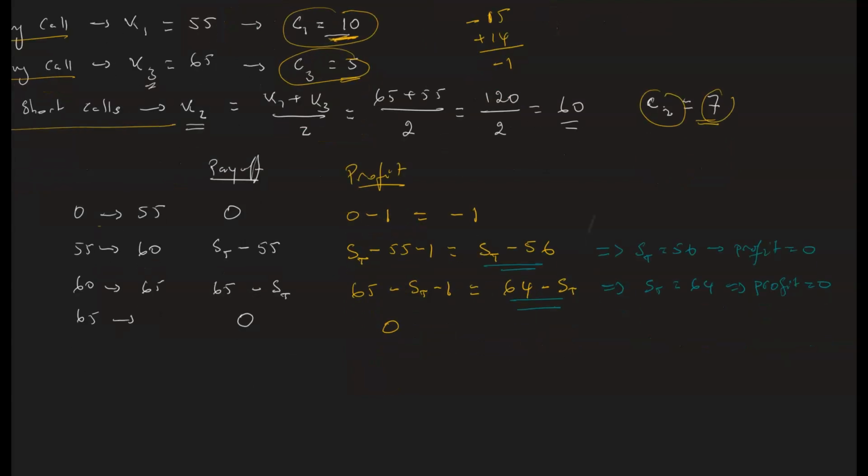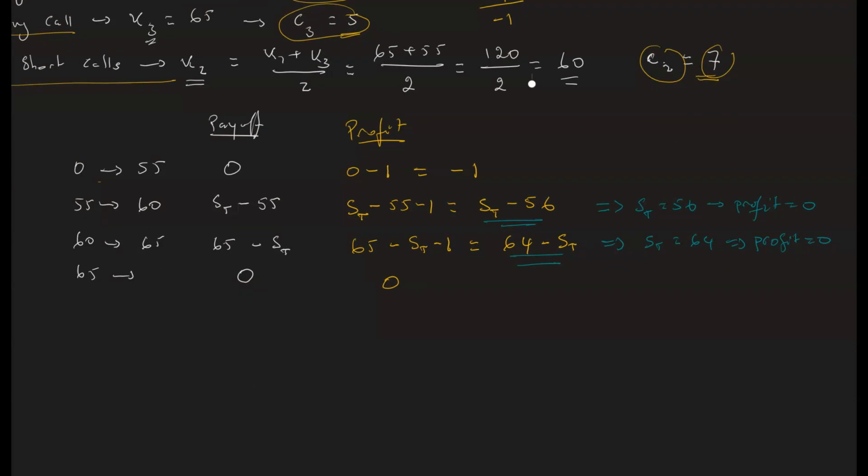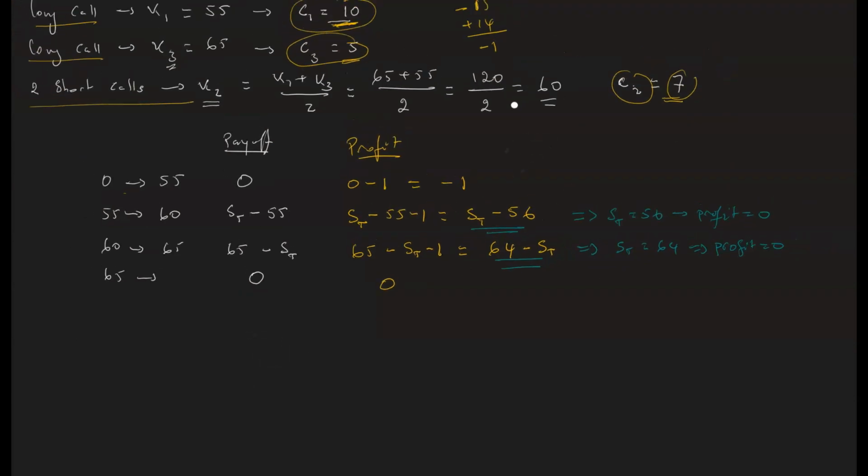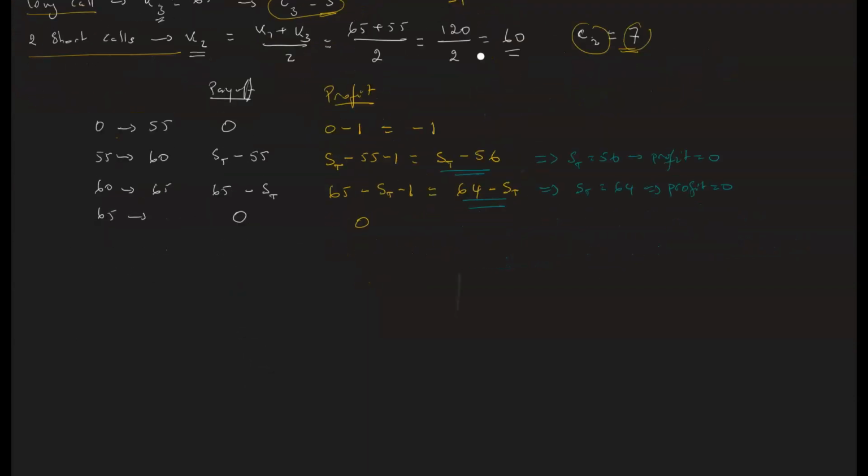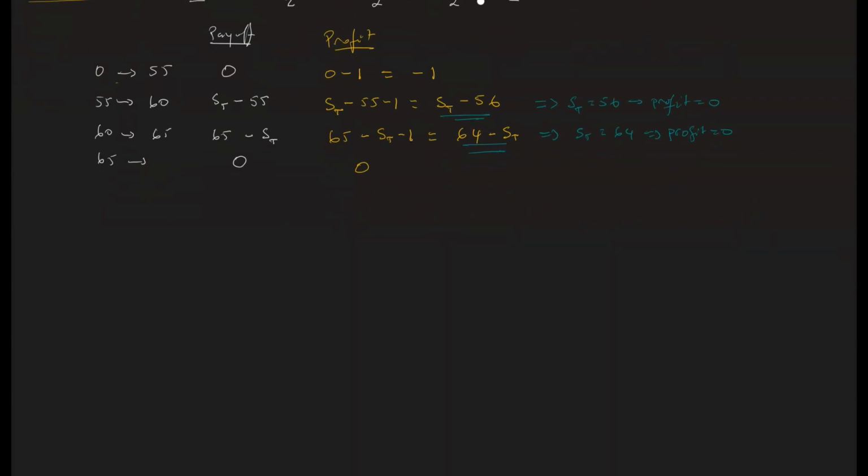What is that going to make our butterfly spread profile look like? We're going to have the following. This is our profit, and that would be our stock price. And we're going to have the strike price. So the first strike price is going to be 55. Second strike price at 60. Third strike price at 65.